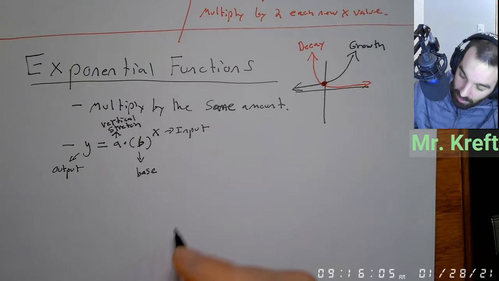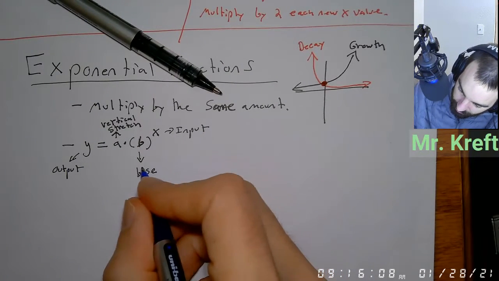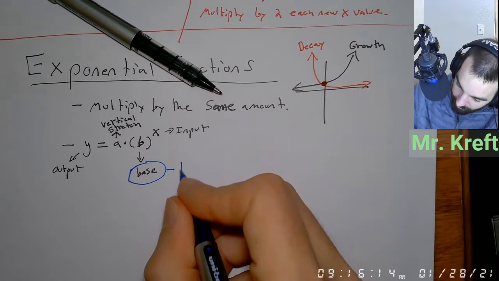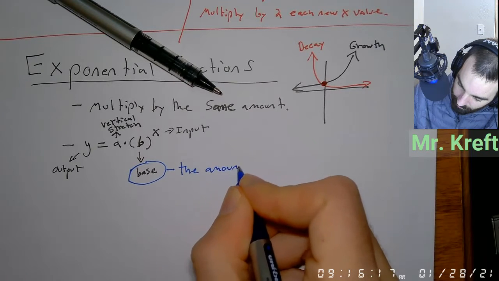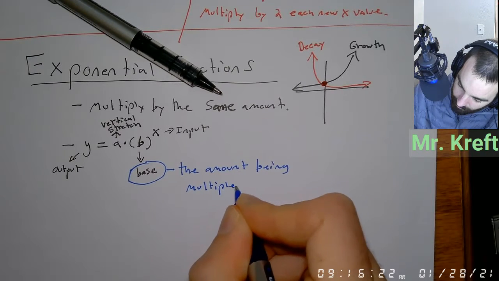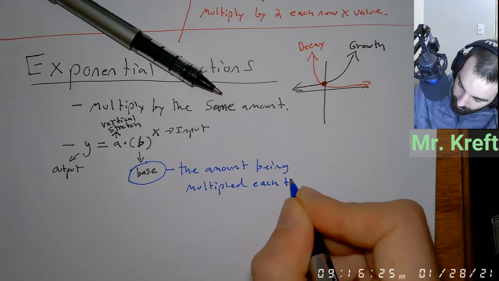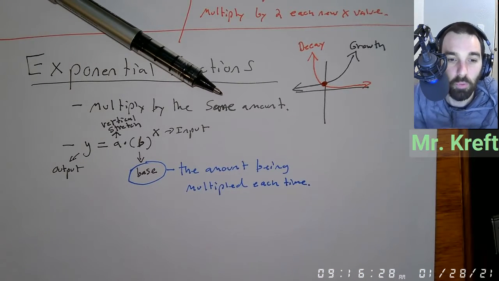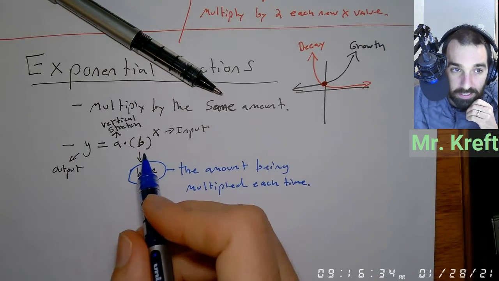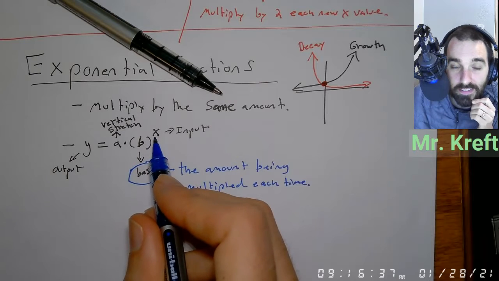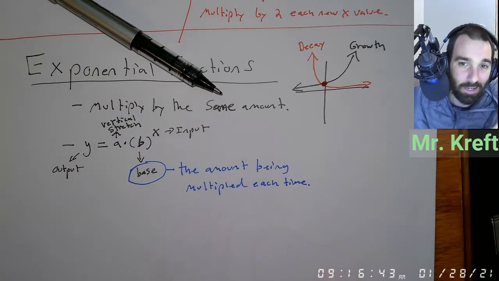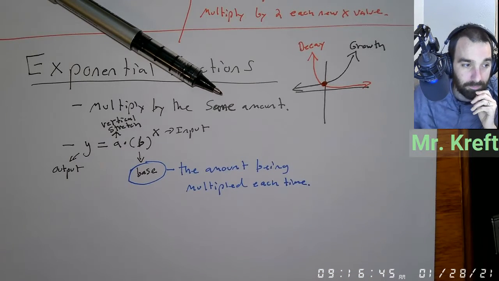Now, remember for the base, this base right here is the amount being multiplied every time. So the base is really the most important part of an exponential, and that's what we're going to explore today. You know it's the base because it's underneath the input. See how the base is underneath the input? That's the amount being multiplied each time, and that's the most important thing we're going to be looking at.